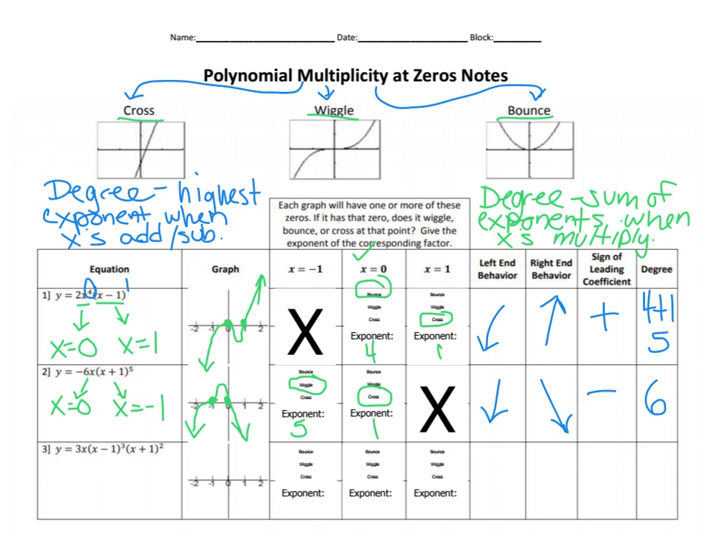For number 3, we have y equals 3x times x minus 1 to the 3rd times x plus 1 squared. Starting with our degree, we're going to add up our exponents. We have a 2, we have a 3, and on the first x, we also have a 1. So our degree is once again 6. And our leading coefficient this time is positive. So our end behavior is even and positive, so both sides go up.